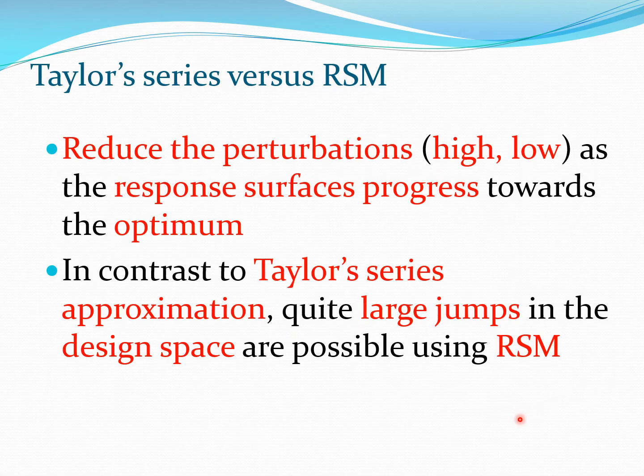Now, as you make more and more progress in the design process and optimization, one of the tricks you learn is that you can slowly reduce the perturbations as the response surface progresses toward the optimal point. So you may start with some perturbation like plus minus 15%, and you may slowly lower it to plus minus 10%, and then finally to plus minus 5%. So this will make sure that you get the optimal point to quite a good level of detail.